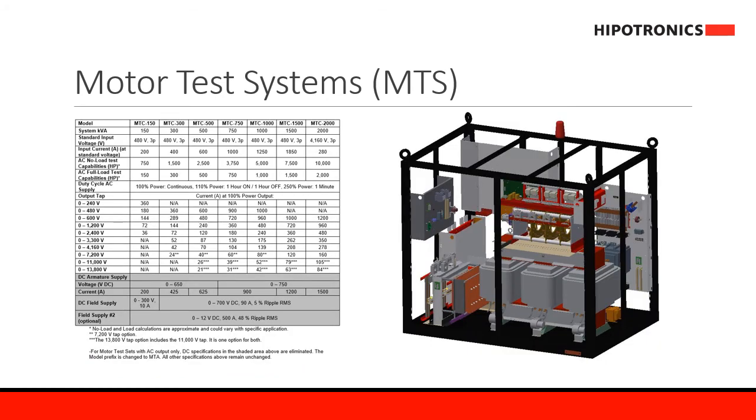The table here shows the technical specifications for some of our standard MTS systems. The model prefix MTC applies to systems with both AC and DC testing capabilities. For motor test systems with AC capabilities only, the DC specifications in the gray shaded area is eliminated, and model prefix changes to MTA. Larger and smaller units may be available upon request.